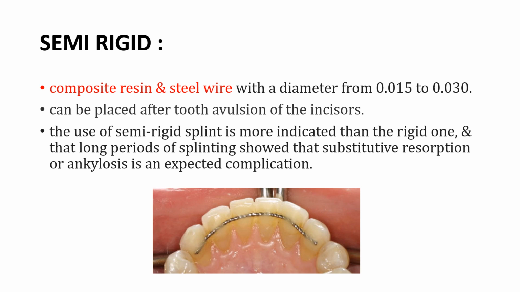The use of a semi-rigid splint is more indicated than the rigid one, and long periods of splinting showed that substitutive resorption or ankylosis is an expected complication.